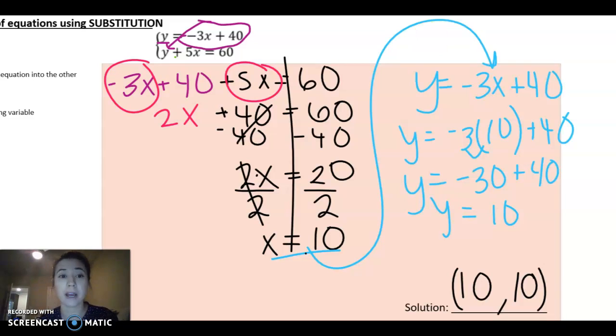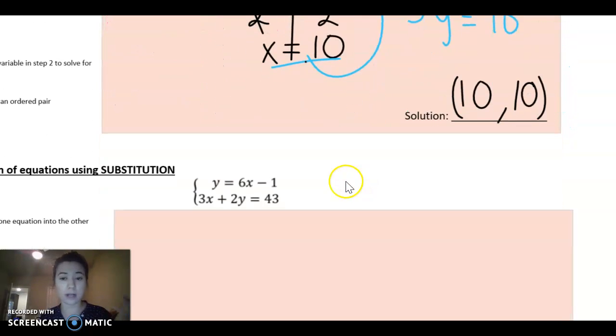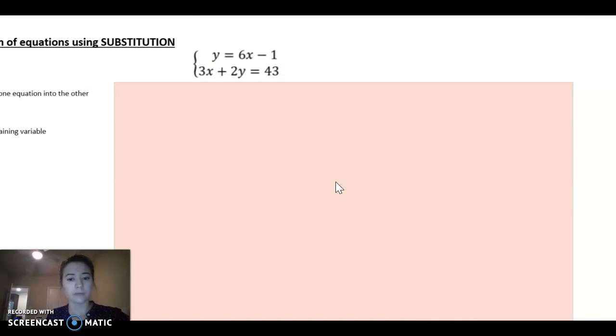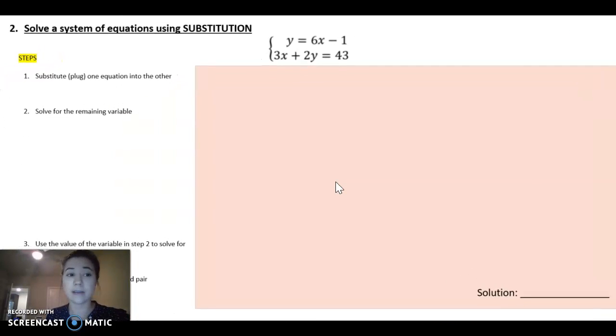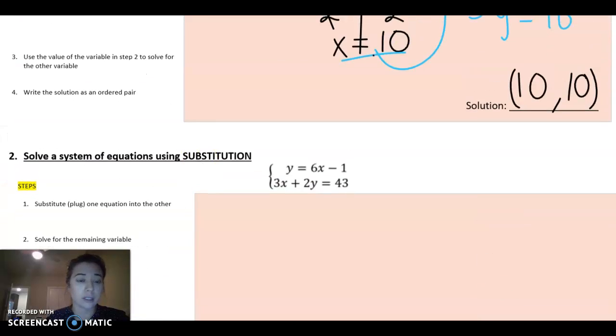Sorry, I have something in my eye. If you need to get this down and you're not finished yet, go ahead and pause me. Otherwise, I'm going to keep on moving. But if you need to get it down, just rewind and pause. All right, next one. Again, it's the same kind of problem. I just want to model another one before I release you to try your independent practice.